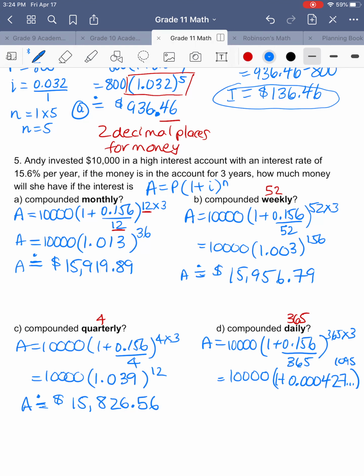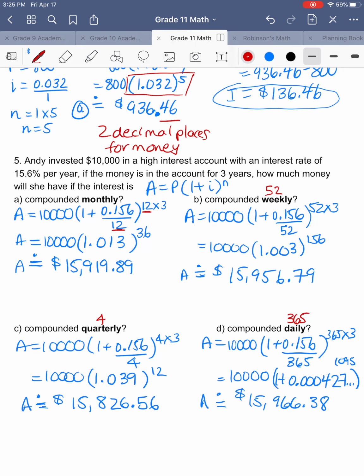So notice I put ... because I am keeping all of those decimal places in my calculator. And it's actually pretty important to do that. We don't want to round to just 0.0004, because if we do that, then our answer is going to be quite a bit different than if we actually kept all those decimal places. So here our final answer is $15,966.38.